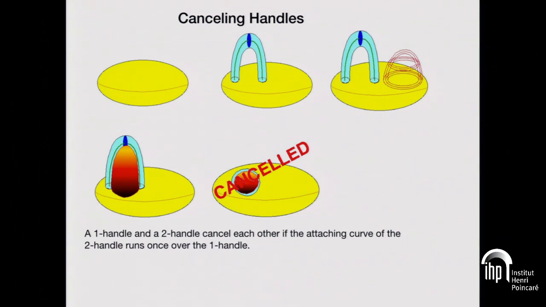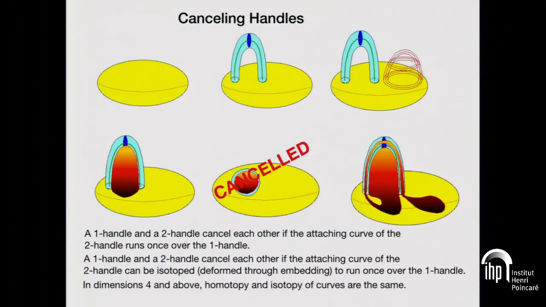Now, the other thing we need to understand is that sometimes handles can cancel. So what do I mean by cancel? Well, I've started with a ball, and I've added a one handle there. So I've got a solid torus, or the five-dimensional equivalent. And if I added a two handle off to the side somewhere, it wouldn't affect that one handle. But if I added a two handle so that it just ran over that one handle once, then it cancels the one handle. And you can see it's the same as doing nothing. You can take the union of the one handle and the two handle and just deform them back into the five ball. You've created a hole and then filled in the hole. So that's called handle cancellation. When a two handle runs over one handle once, it cancels the one handle.